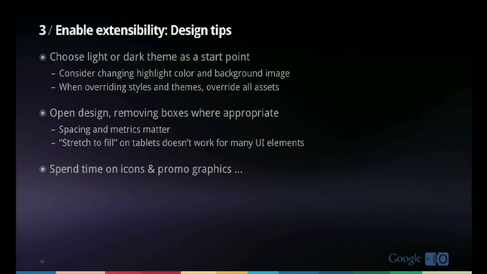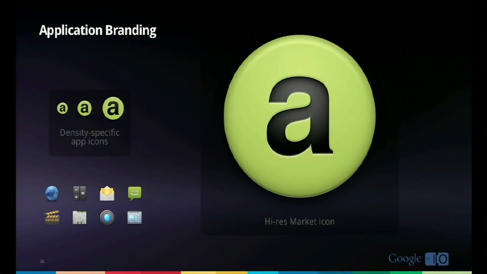And then as you're opening up the design and removing the boxes, again, the spacing and metrics really matter. One place where this shows up when you're porting phone apps to tablets, you'll notice that on phones, a lot of times we'll fill things to parent, and then on a 10-inch tablet screen, those line lengths can sometimes be way too long. The buttons can get way too wide, so pay attention to that. And then lastly, as you're looking to promote the brand of your product in the marketplace, we've given some new and better opportunities for applications to show the visuals of their brand through a larger high-res market icon, 512 by 512.